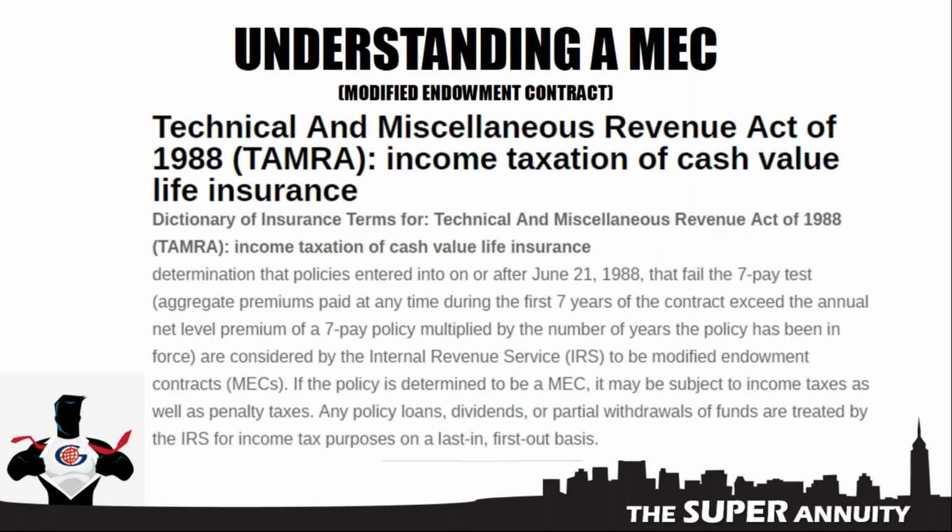TAMRA stands for the Technical and Miscellaneous Revenue Act of 1988. What it basically says, in summary, is that if aggregate premiums paid at any time during the first 7 years of the contract exceed the annual net level premium built into the contract on a 7-pay policy, multiplied by the number of years the policy has been in force, then you have a MEC. So in layman's terms, you can't put too much money into a life insurance policy because it'll change the tax treatment.